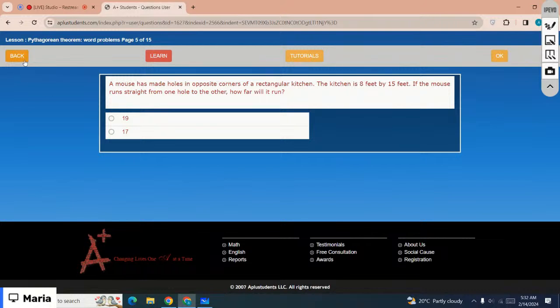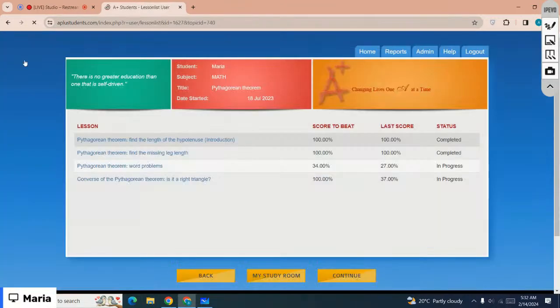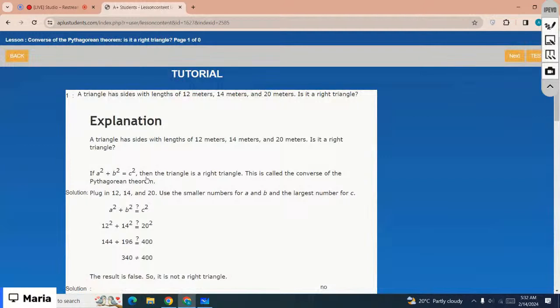Okay, you can complete the lesson by yourself later today. Let me just move on to the next lesson. The next one is the converse of the Pythagorean theorem. Is it a right triangle?